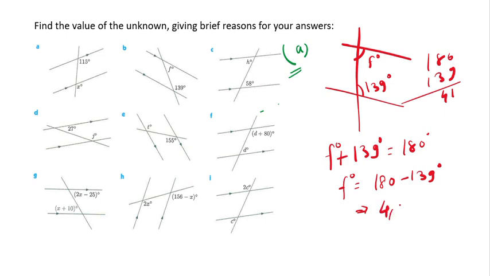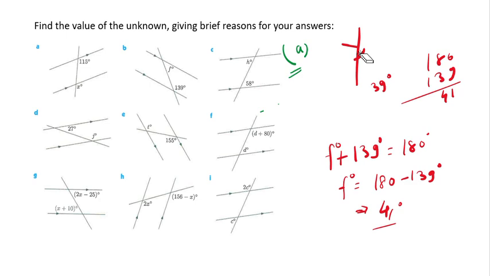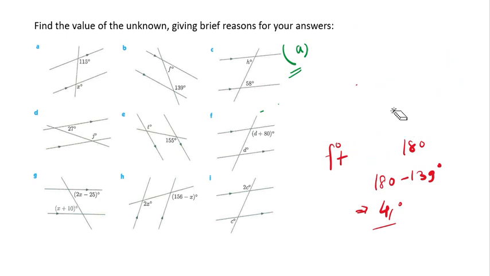So 41 degree. So the value of the variable f will be 41 degree. In the next part, C, you have to find the value of the variable h. So check what is the relation between the two angles that is given, h degree and the 58 degree. So this is the C part.